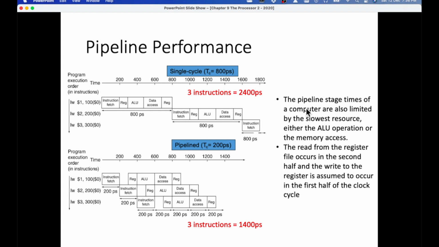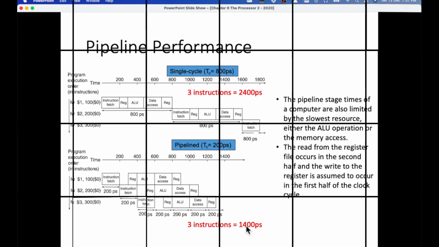Okay, as I mentioned just now, pipeline stage time of a computer is also limited by the slowest resource. In this case, the slowest resource is 200 picosecond. Even though register write is 100, we still need to use the whole 200 picosecond here, because we are considering the slowest resource. So this is register read, register read, register read, and this one is register write, and register write. So the total time for 3 instructions is 1400 picosecond here.